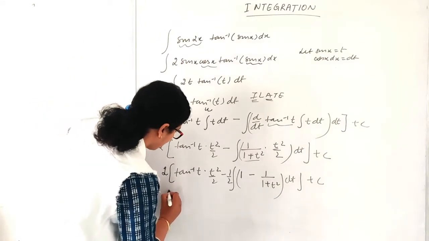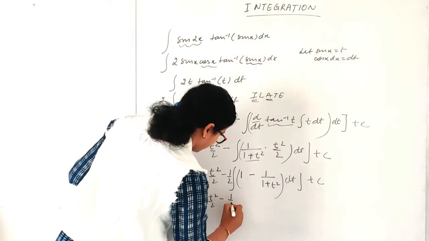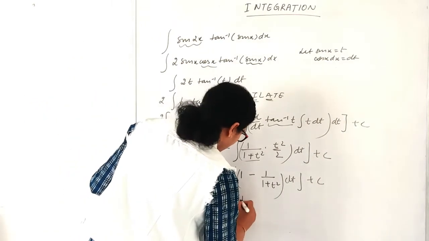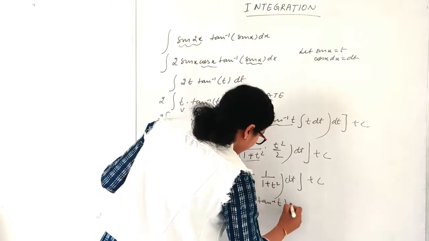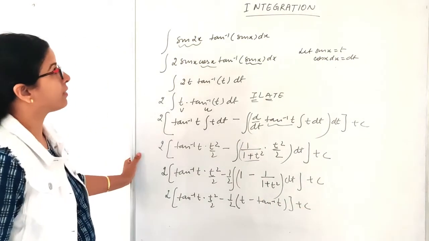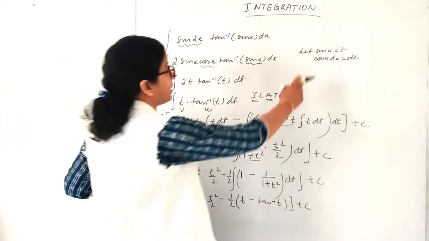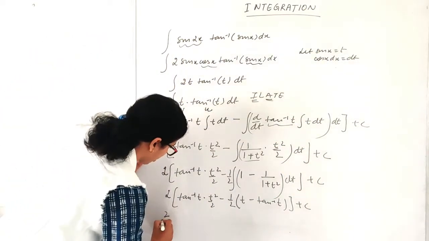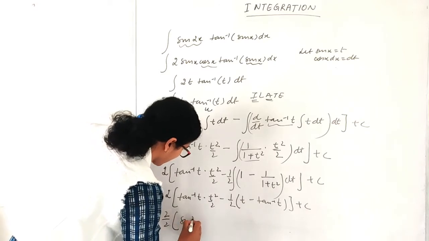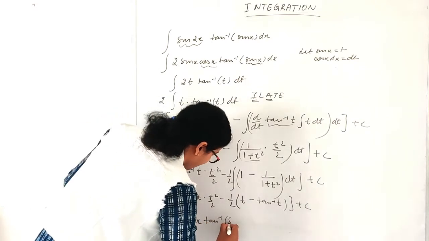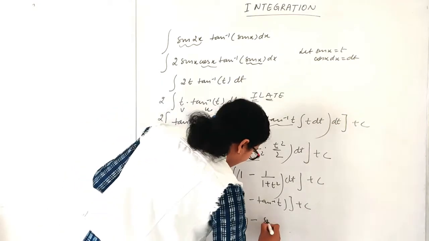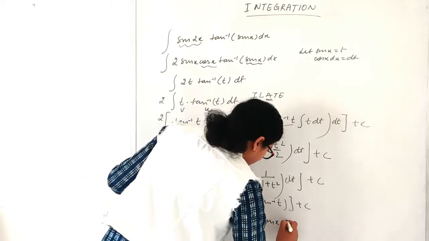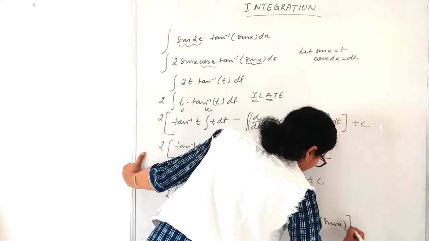So let us integrate now. Basically what we'll get is t minus tan inverse t plus c. Let us substitute the value of t. What is the value of t? It is sin x. Okay, we can take out 2 common. So it will become sin square x tan inverse sin x, right? Minus sin x minus minus plus tan inverse sin x plus c.